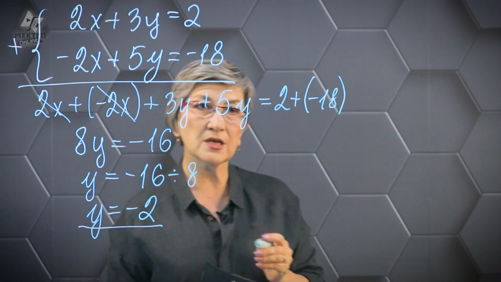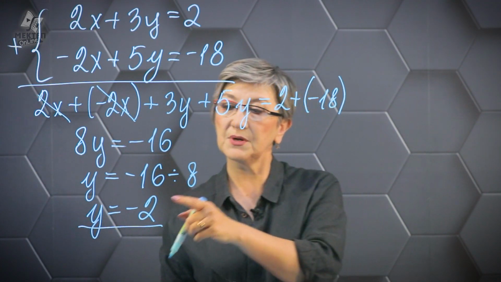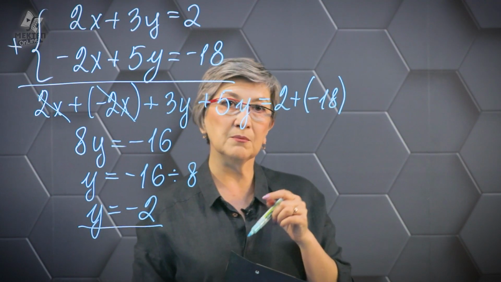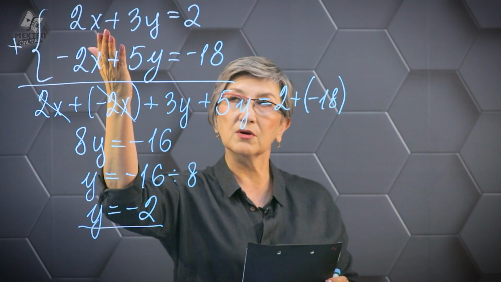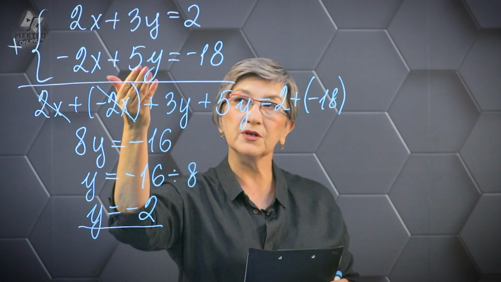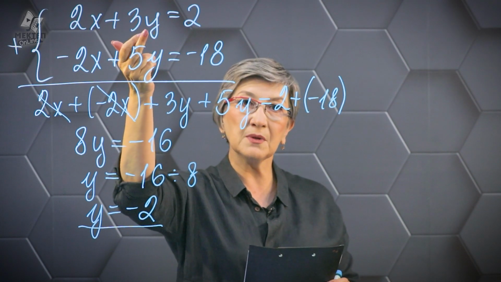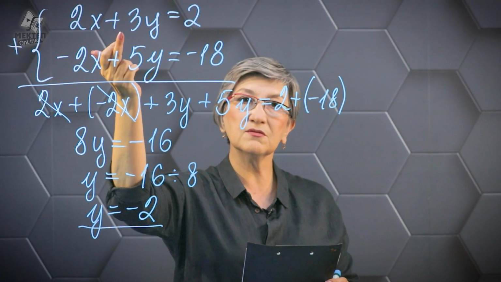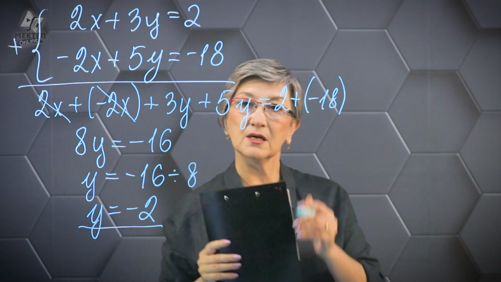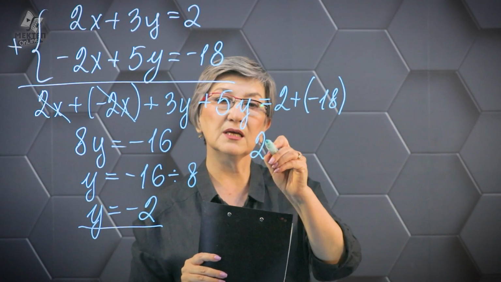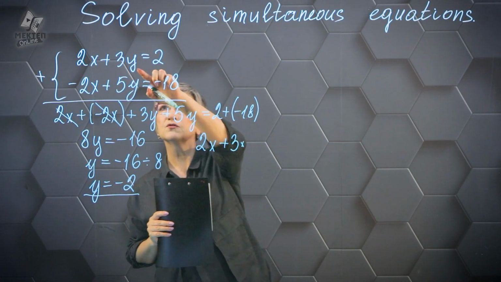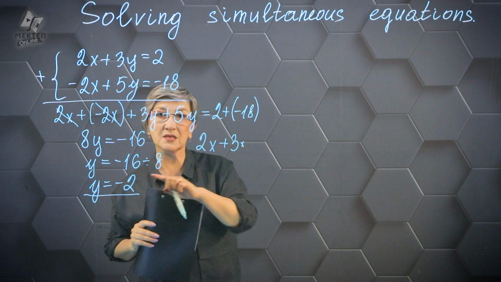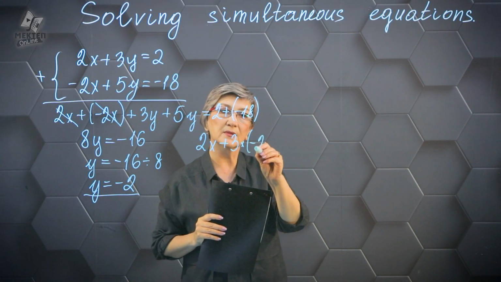We have found the value of the first variable. And now we can substitute that value, minus 2, either in the first equation or in the second equation. Let's take the first equation. Let's write down 2x plus 3 multiplied by, but instead of y, we'll substitute the value of minus 2, equals 2.